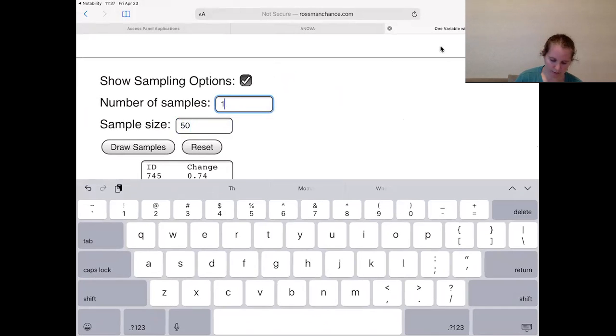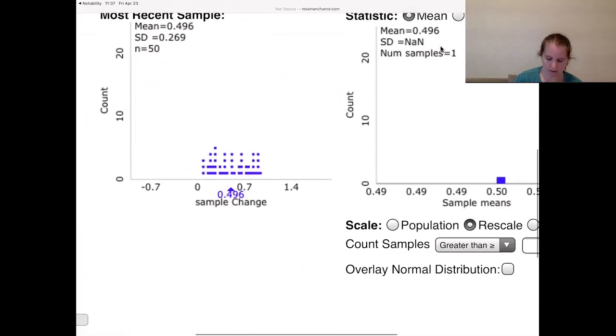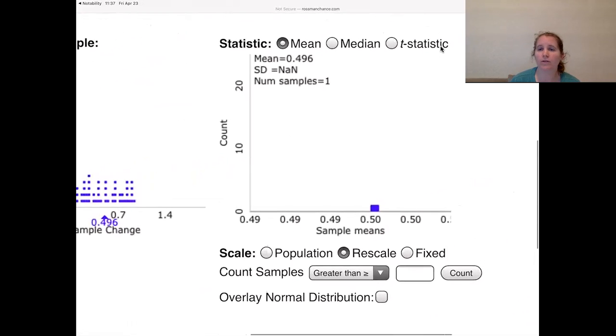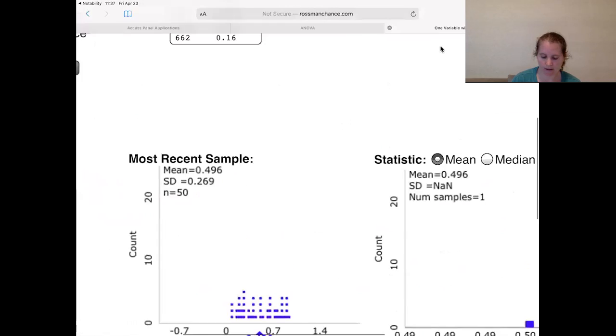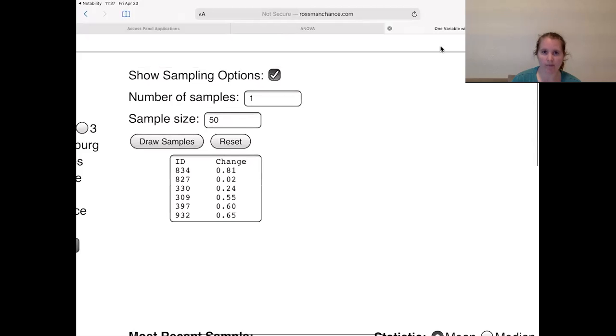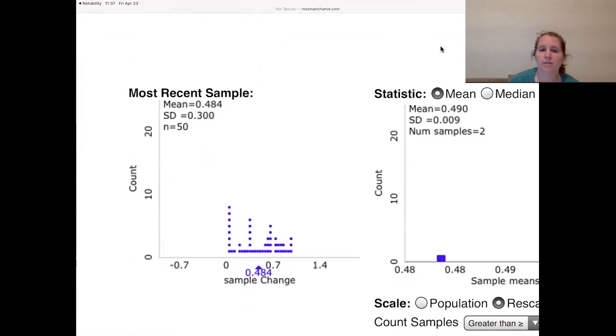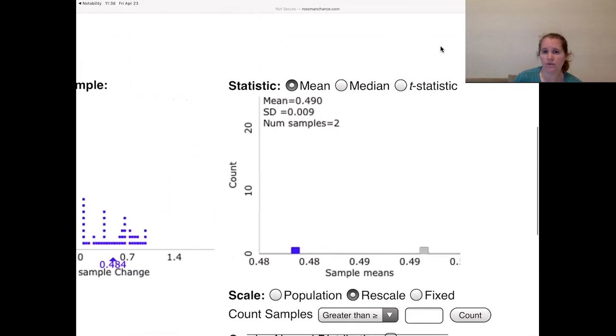And let's go ahead and jump up to samples of size 50. Again, we'll start off just with one sample at a time. So here's our most recent sample. This one happens to have a mean of 0.496. And there's that 0.496 for our mean showing up in our histogram. And let's do this one more time. Here's our next sample. This one had quite a few close to 0 with a mean of 0.484. So our 0.484 is now showing up on the histogram in addition to the previous 0.496.